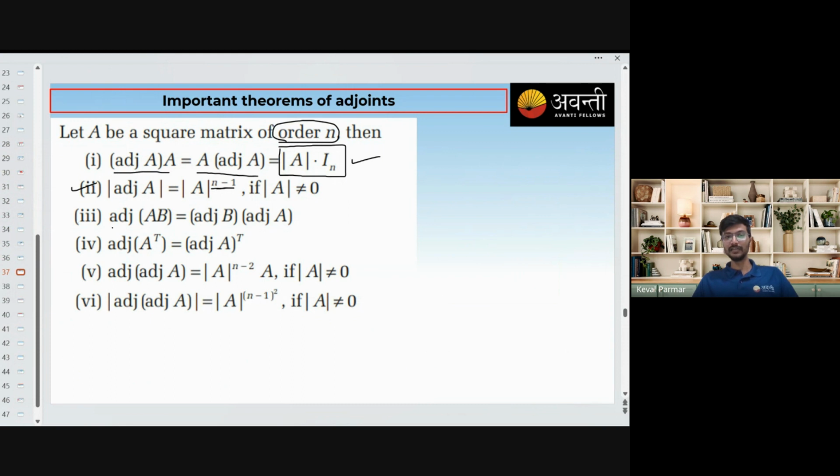See, this third one looks like the transpose one property. Adjoint of AB is adjoint of B into adjoint of A. Adjoint of A transpose is basically adjoint of A the whole transpose. Adjoint of adjoint of A is determinant of A raised to the power n-2 times the matrix A itself. And if I say determinant of adjoint of adjoint of A, it is determinant of A raised to the power n-1 the whole square. Correct?